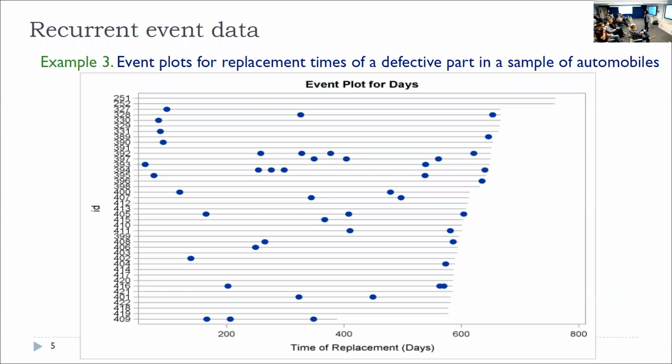So here are a few examples, and I just pulled this from there. This example comes up quite often when you start exploring recurrent event data. It's open source. This is looking at time of replacement for a defective part in an automobile. So really, I have a bunch of automobiles. That's my ID on the y-axis, and all the dots represent the day at which some part has to be replaced. You can think of them as time to replacement, so time to recurrent events.